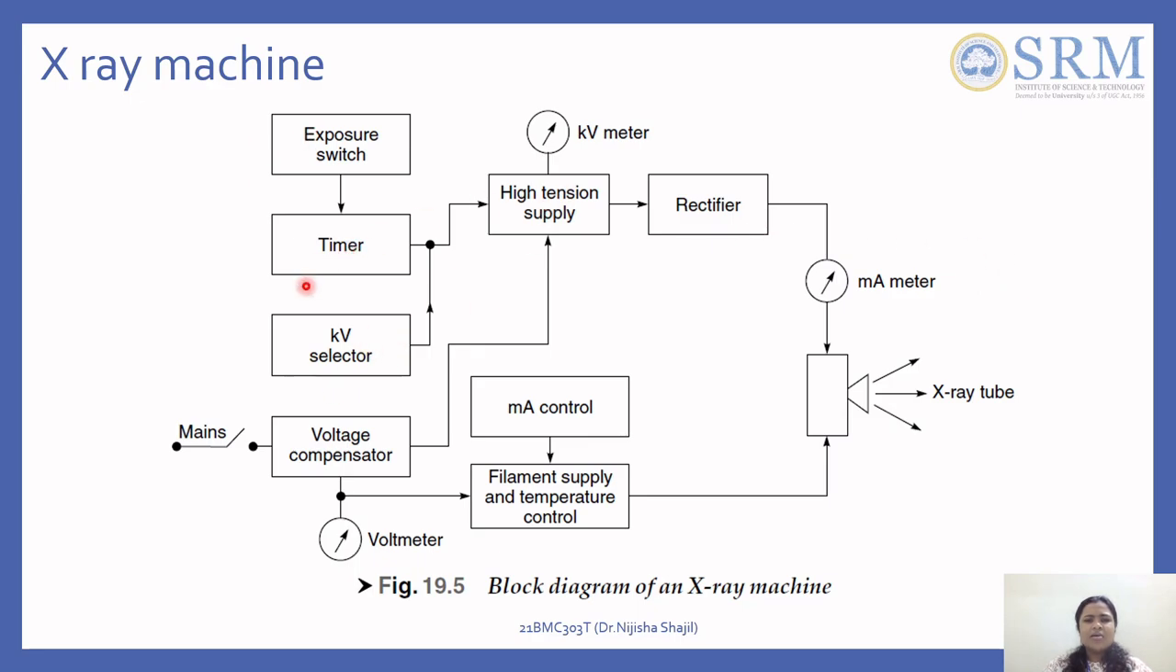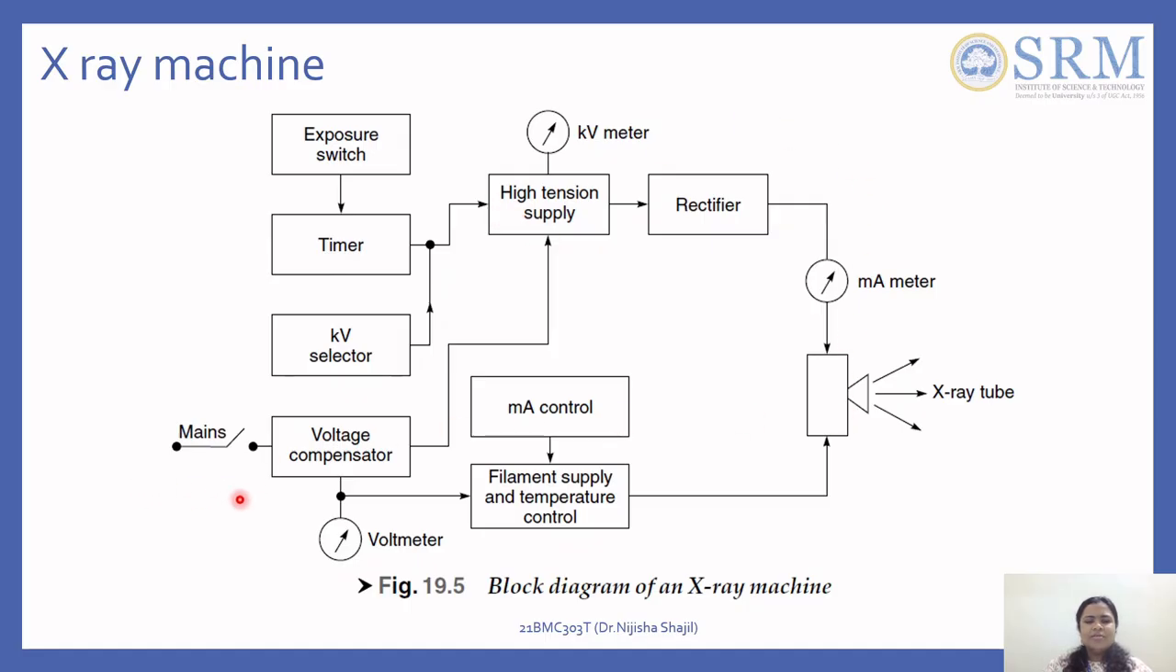If you see here, you have the kilovolt selector. Based on this, the kilovolt will be given, and then here you have a timer and an exposure switch. Why do you need an exposure switch? X-rays cannot be given always because they are radiations. They can create ionization in your body. So whenever you need, only that time the kilovoltage will be supplied and enabled, and this will go inside.